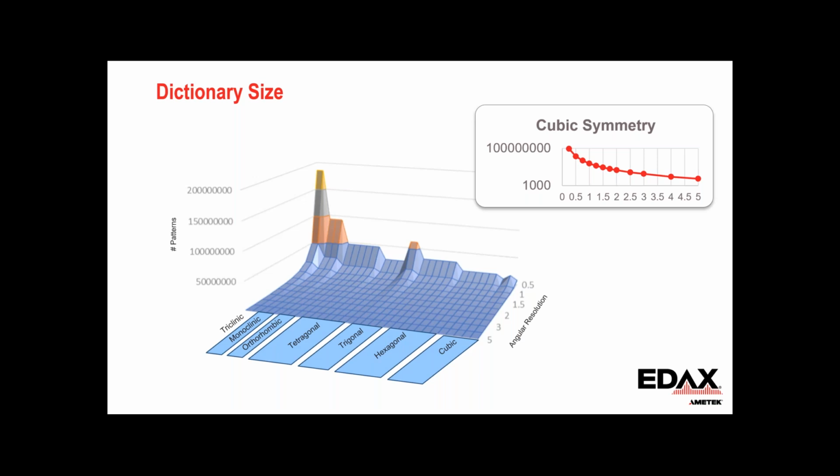And just to show you what sort of dictionary sizes you can reach, this is showing with increasing symmetry. So for a cubic material, you can already reach intractable sizes below maybe half a degree. And for lower symmetry materials, it's going to be significantly worse.